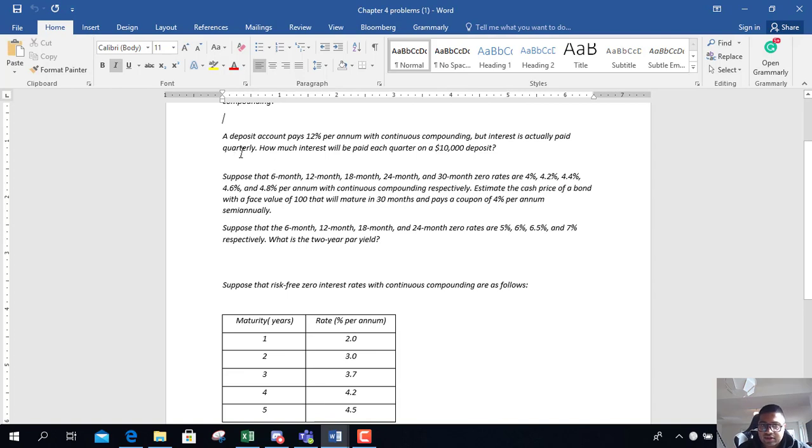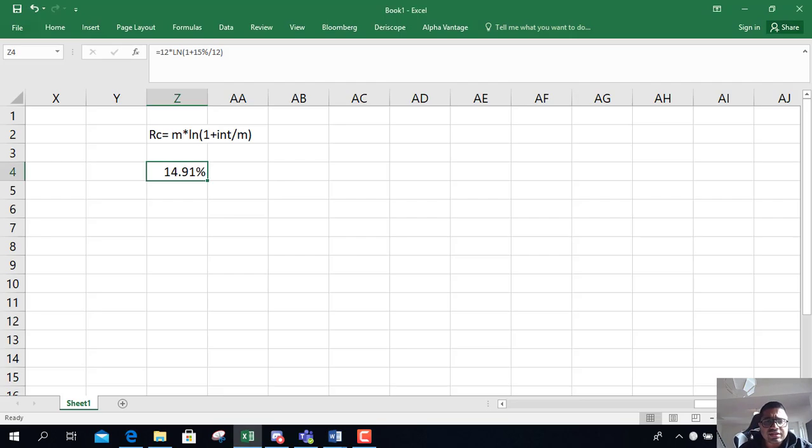The second one: a deposit account pays 12% per annum with continuous compounding. They have given continuous compounding, but the interest is actually paid quarterly. How much interest would be paid quarterly on a deposit of 10,000? In this case, they have given you RC, but you have to find the quarterly rate. So what is the formula for that?